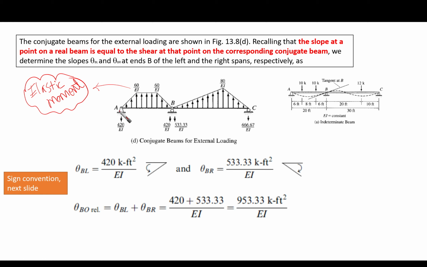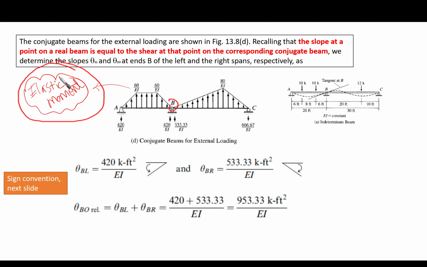So we are going to draw our system after introducing the internal hinge at point B. So we are going to have a simple beam on the left and on the right of point B, and the conjugate beams for the external loading are shown as you can see. Recall that the slope at a point on a real beam is equal to the shear at the point on the corresponding conjugate beam. In the conjugate beam, we are loading it with what we call the elastic moment. I'm sure that you know well what I'm talking about because this is something that you have studied before in structure analysis 1.